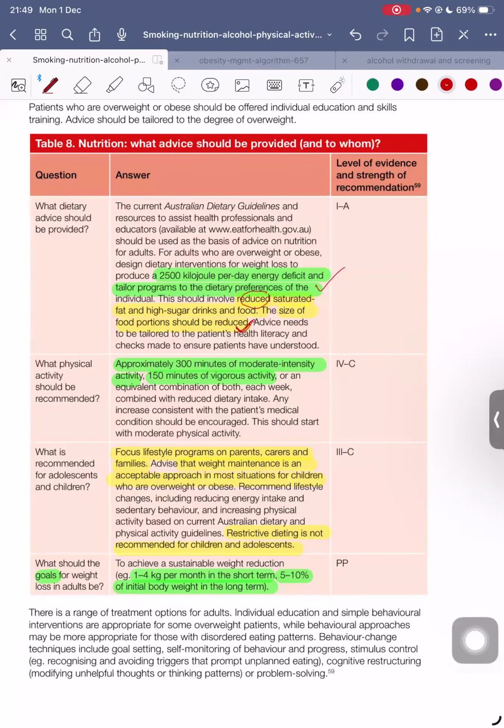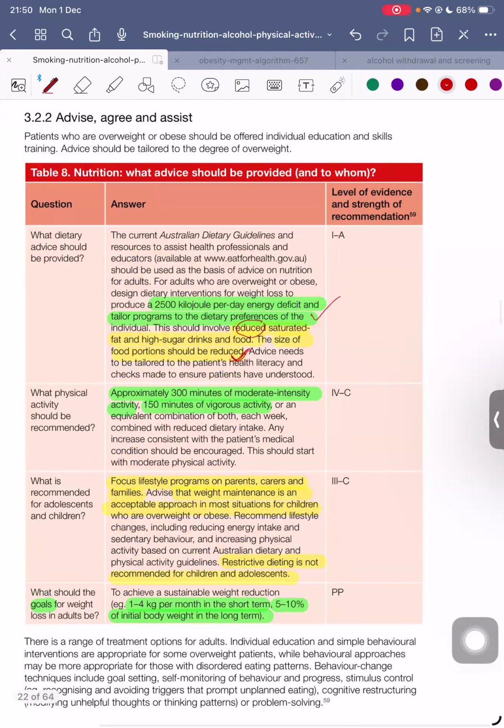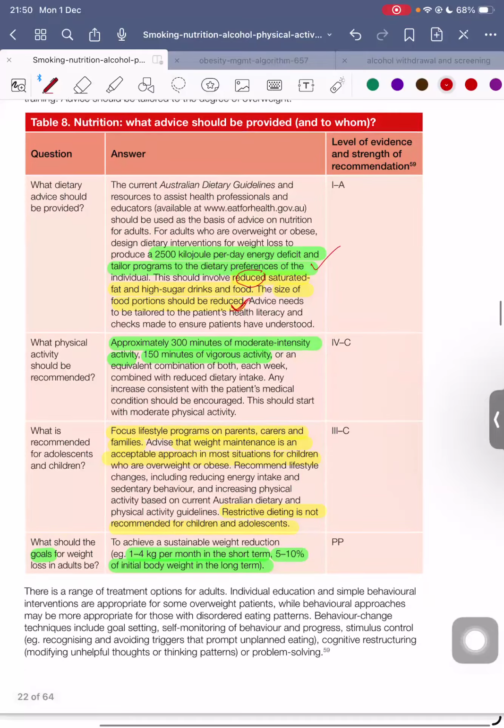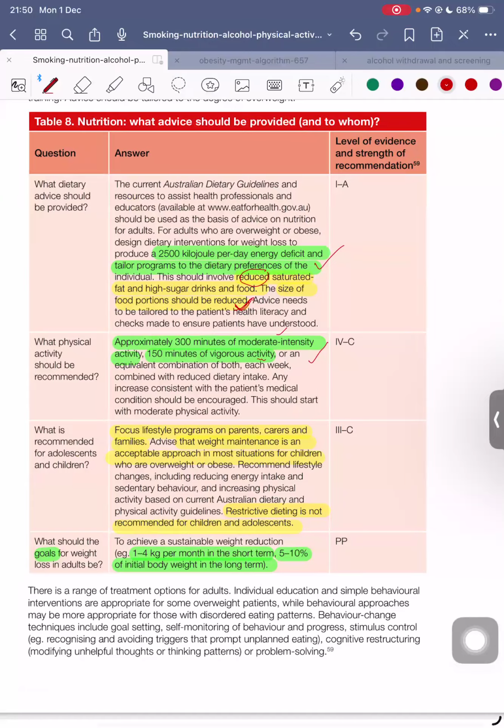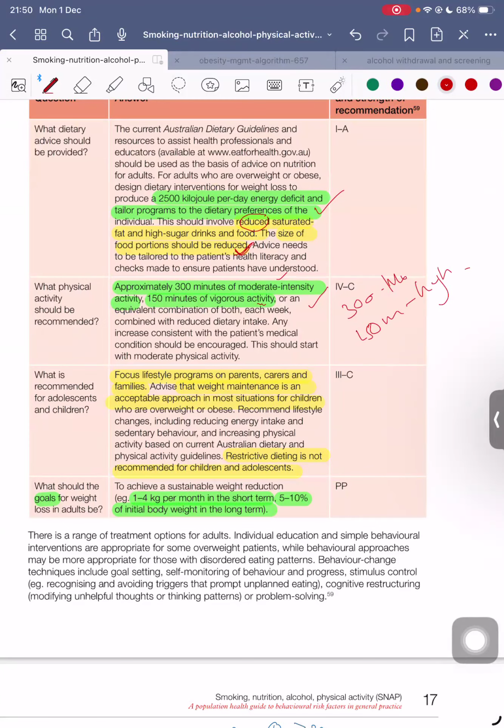And we have to advise about approximately 300 minutes of moderate intensity activities and 150 minutes of vigorous activity. Okay, vigorous activity like high intensity activities, and moderate intensity activities: 300 minutes moderate, 150 minutes high intensity. And then focus lifestyle programs on parents, carers, and families if our patient is an adolescent or child.